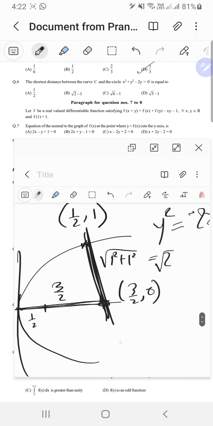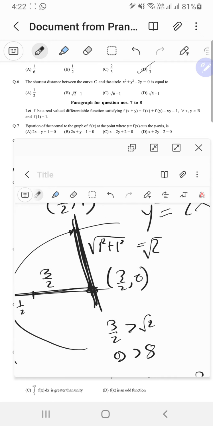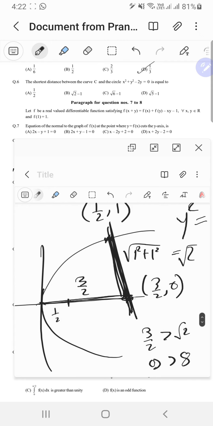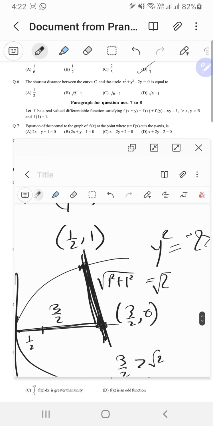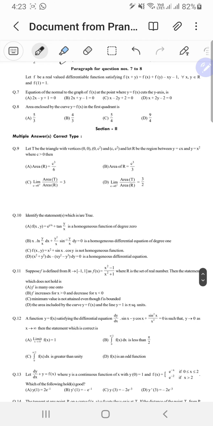Which of them is bigger? Is 3 by 2 bigger or this? I think 3 by 2 is bigger than square root 2, right? Because 9 is bigger than 8, of course. So that just means that this is the shorter distance. So square root 2 minus 1, that will be the shortest distance. Okay, this is getting messed up.